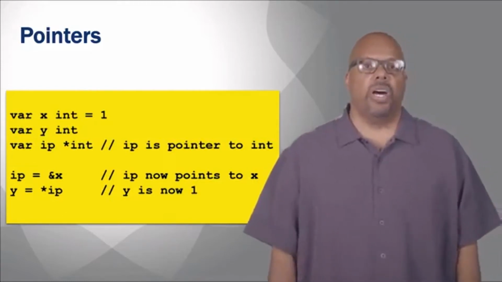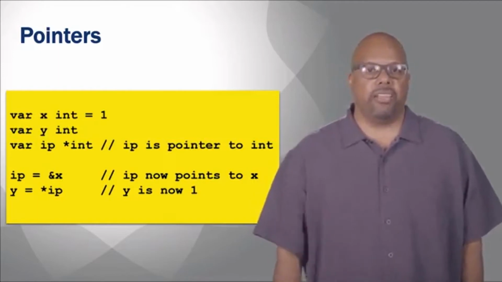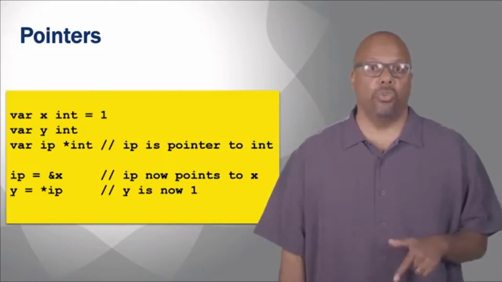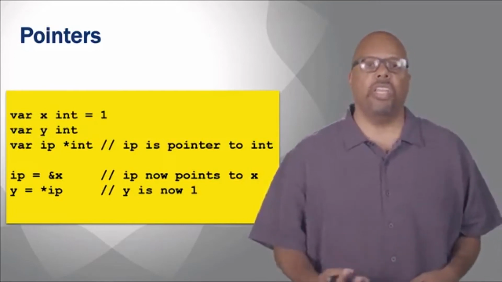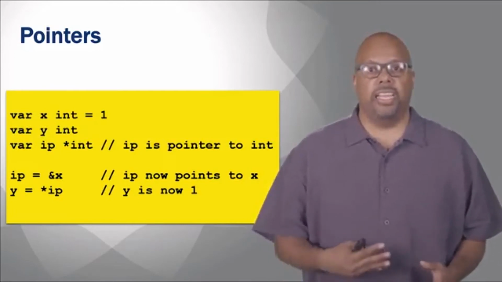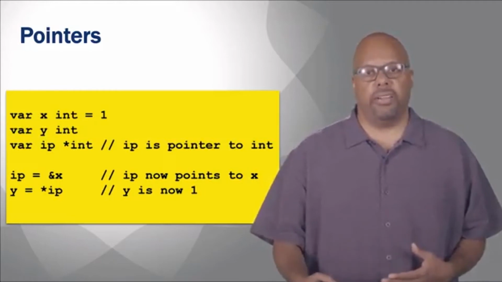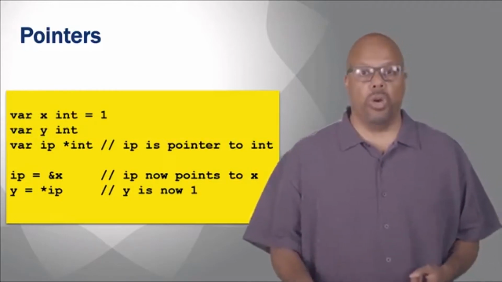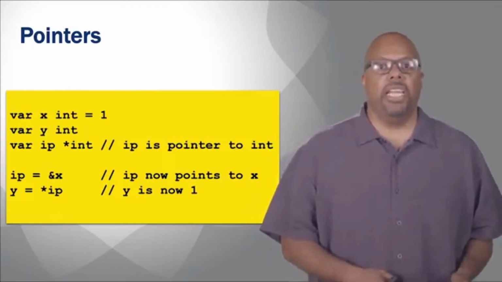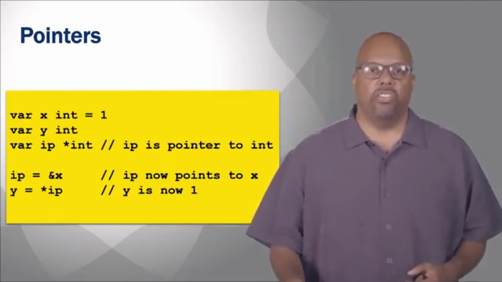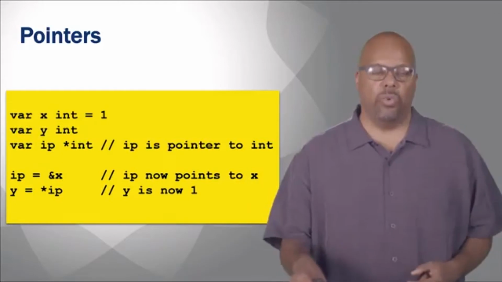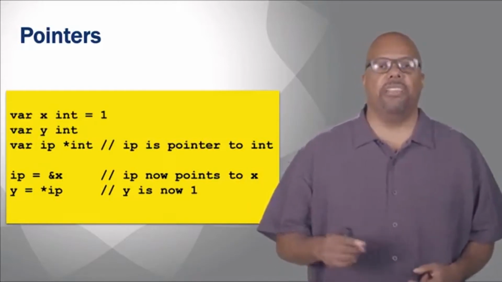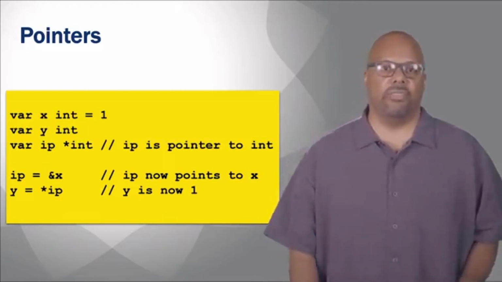Then if we go on, ip equals ampersand x. x is actually an integer whose value is 1. So there is a number 1 sitting in memory somewhere, and x is the name of that. Ampersand x is the address in memory where I can find that value 1. So ip is now equal to that address. Whatever the address of that 1 is, of x, ip is the pointer to that address. It is the address.